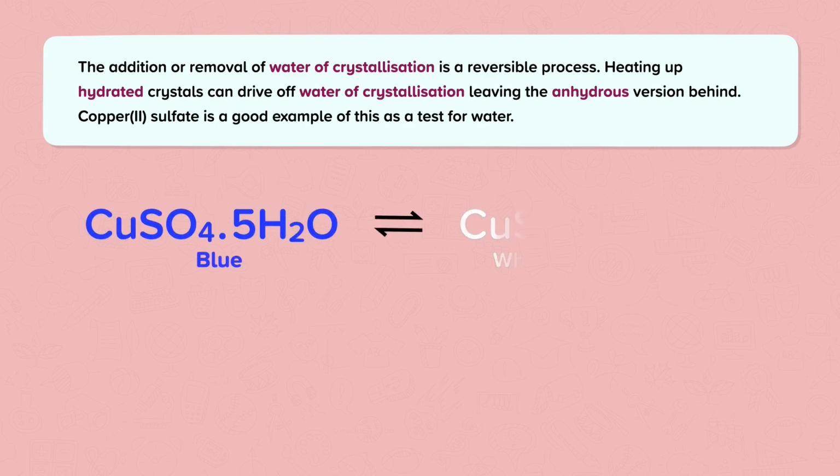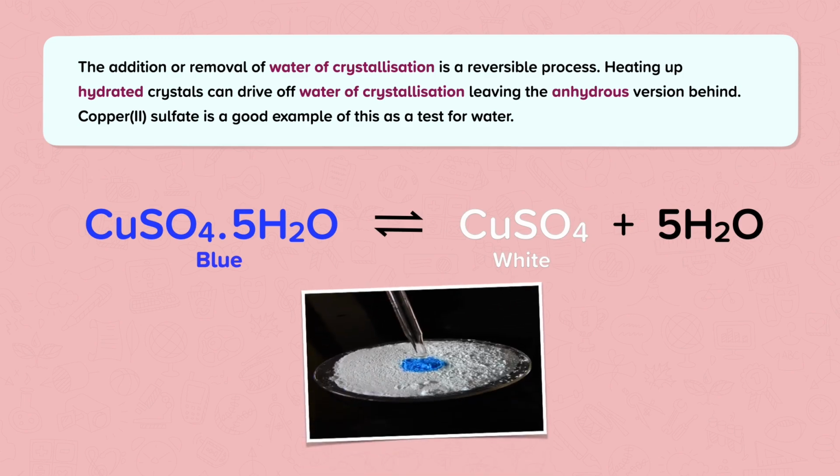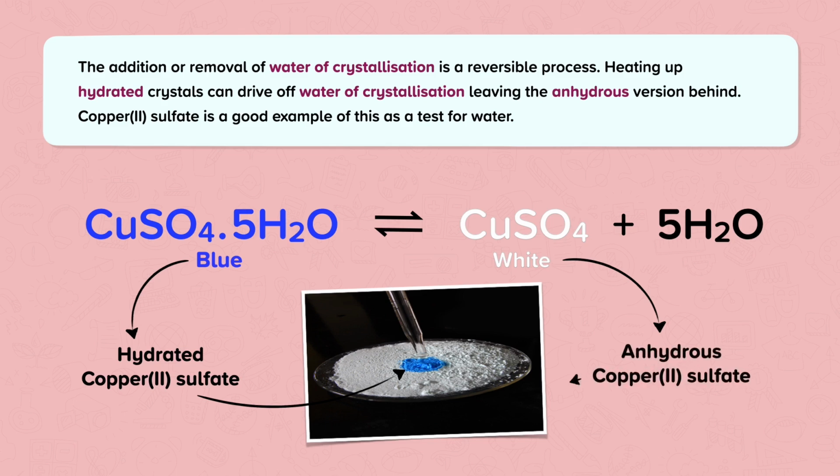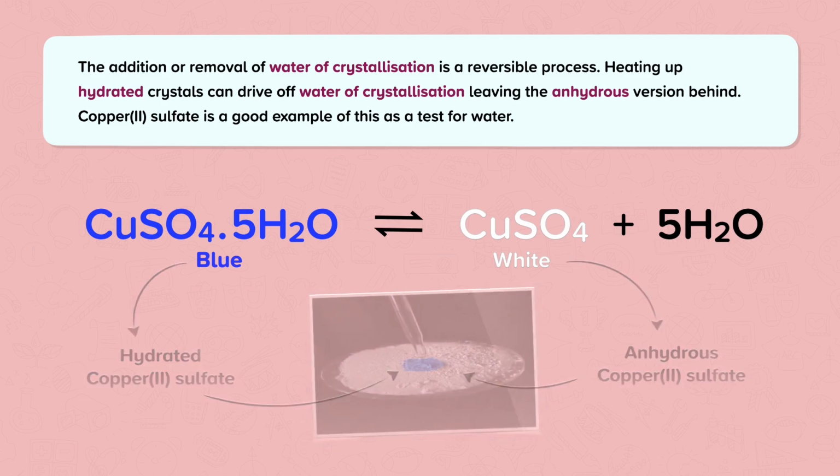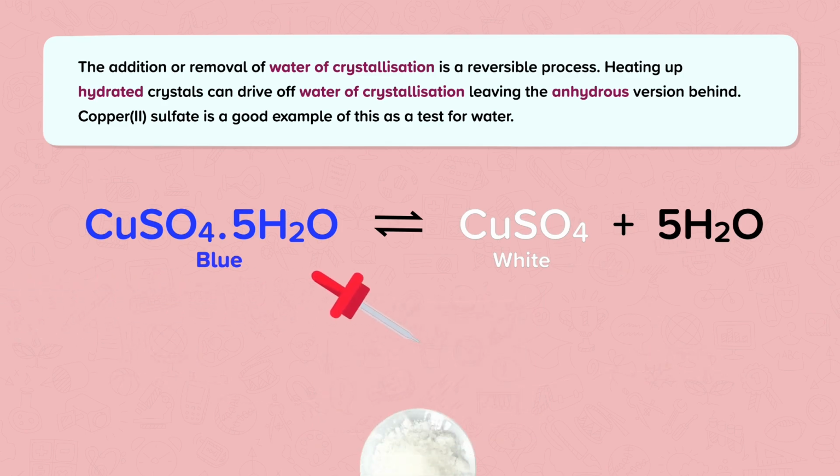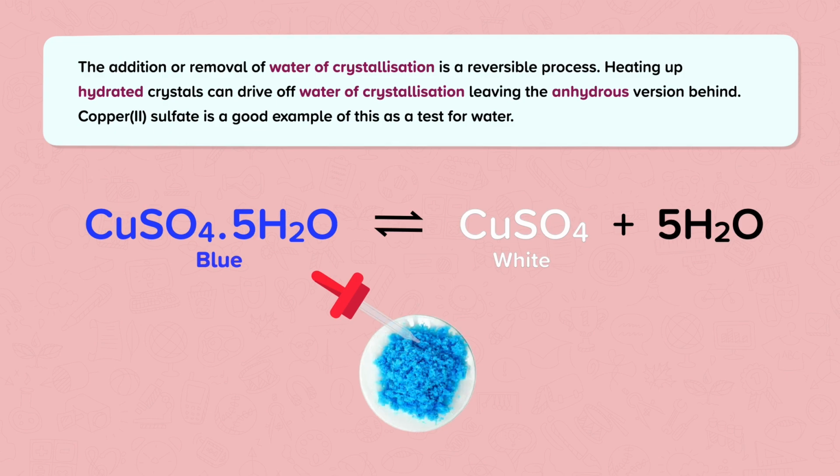Often, a colour change is associated with this process, so this can be used as a test for the presence of water, since it will return to the hydrated form again, or change colour, when placed in contact with water. Copper 2 sulfate is a great example of this as a test for water, and we can see it change colour here as water is added.